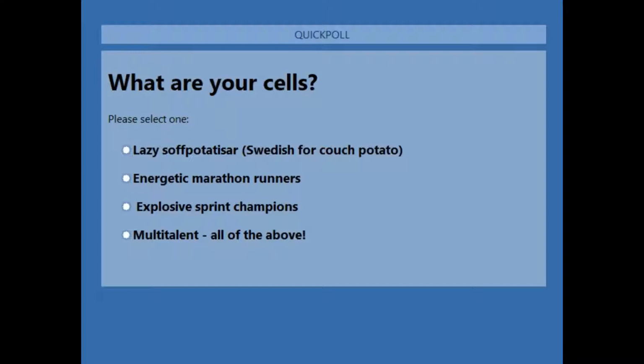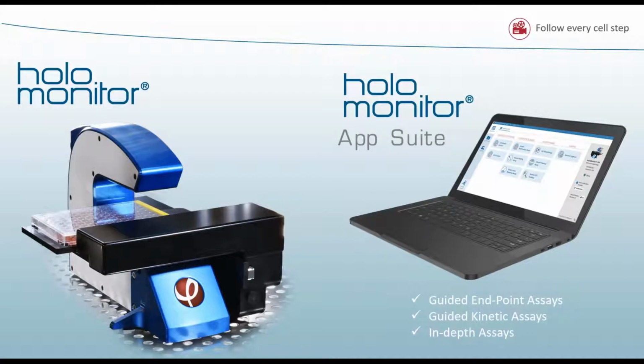Wow, thank you all for answering. Yes, now everyone sees our screen again. Perfect. And it's good to know that your cells behave mostly like they're multi-talents, but quite a few of you have really lazy couch potatoes. Almost a quarter of you have these lazy cells. That's very different depending on the cell's background and the purpose of that cell line, and how they behave.